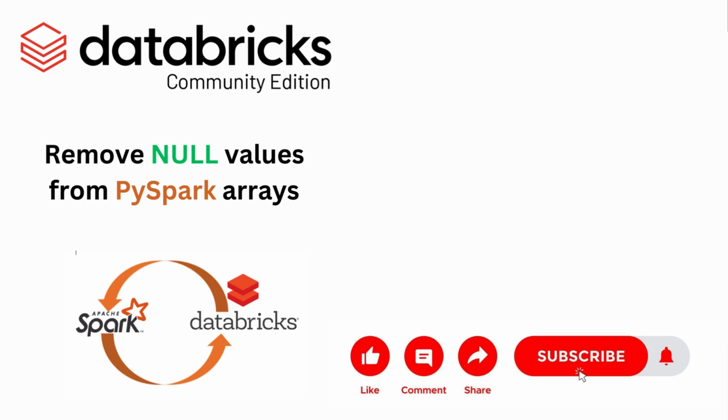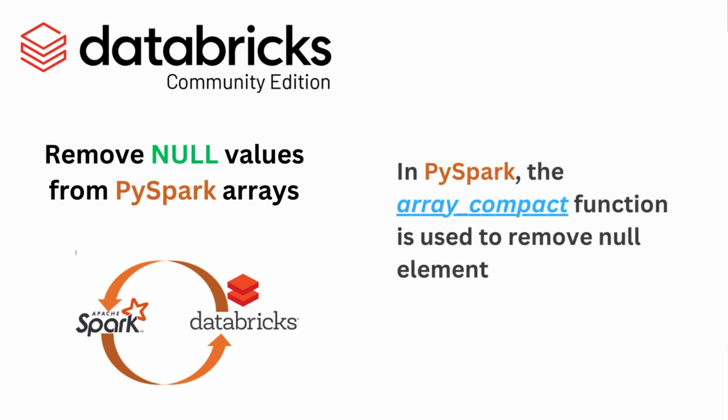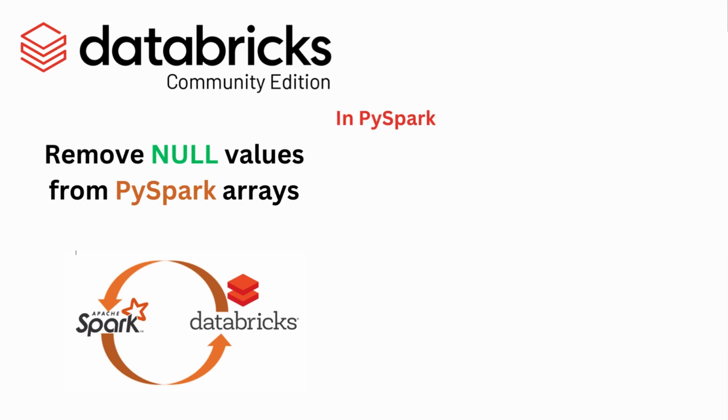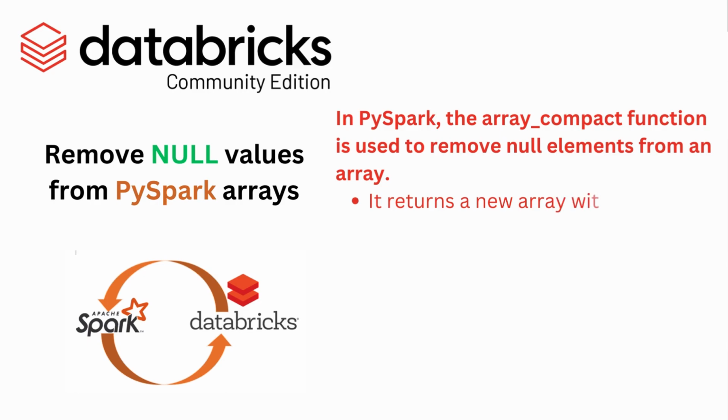So guys, please stay tuned with this video, and we are going to introduce a new function in PySpark, that is array_compact. The compact function is used to remove null elements from an array. That means there is no need to write any extra code. This is because it returns a new array with null elements removed.